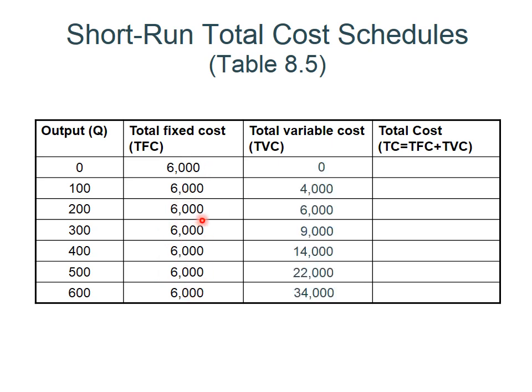Variable cost changes with the level of output. So if you are producing 0 units, the variable cost is also 0, but it goes on increasing as we increase the output. If 100 units are produced, it is 4,000 rupees. You find that variable cost increases slowly first and then it increases very rapidly. Total cost is the summation of total fixed cost and total variable cost. So 6,000 plus 4,000, you get 10,000, and so on.